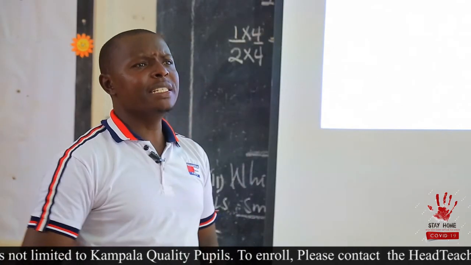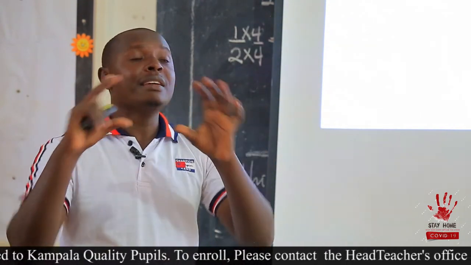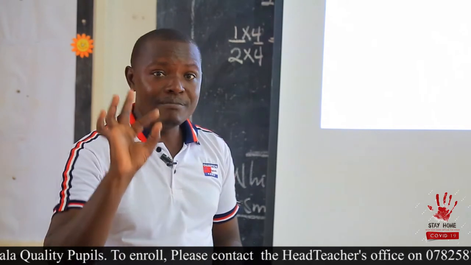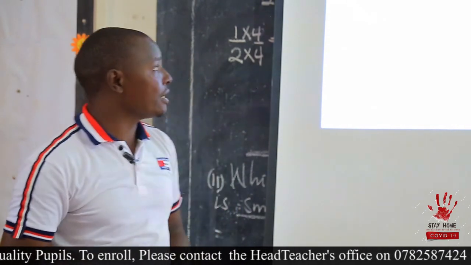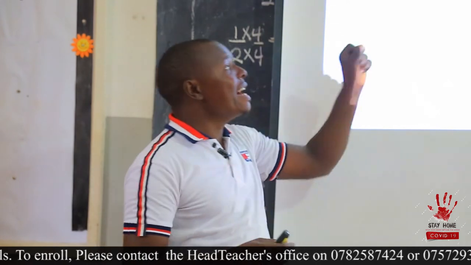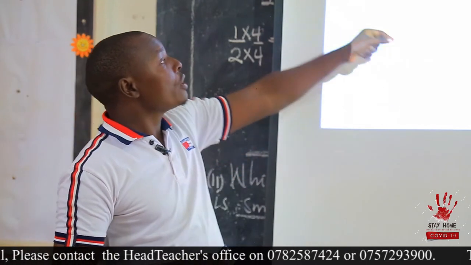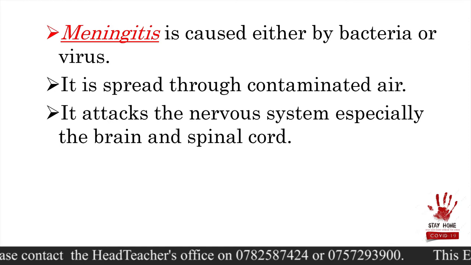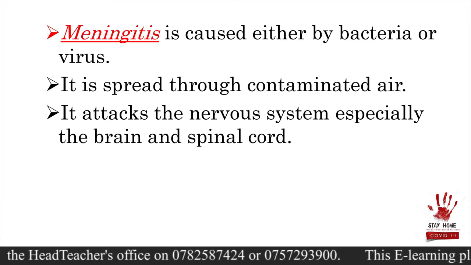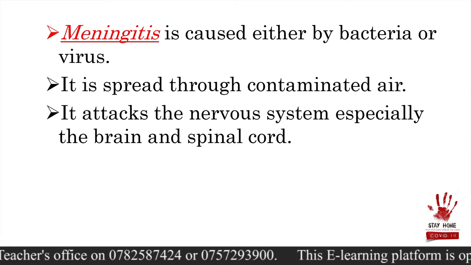If you are seated with somebody who has meningitis, and as he breathes out, that air that is coming from that person with meningitis is contaminated. So when you breathe that air in, you also get the germs that cause meningitis. Which part of the body does it attack? It attacks the nervous system, and that system consists of the brain and the spinal cord. So which parts of the body are attacked by meningitis? It attacks the brain and the spinal cord.